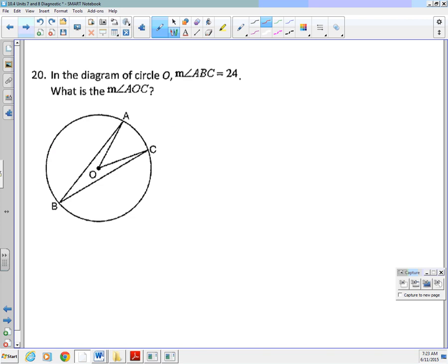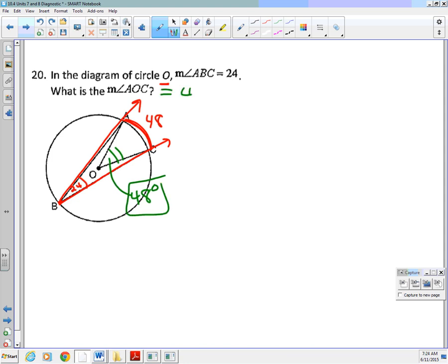All right, number 20. In the diagram of circle O, measure of angle ABC is 24. What is the measure of angle AOC? Very easy question if you know the rules. ABC is an inscribed angle. Therefore, the arc that it intercepts is double it. So that's 48. Since O is the center of the circle, the central angle is the same as the arc intercepted. So measure of angle AOC is 48 degrees.